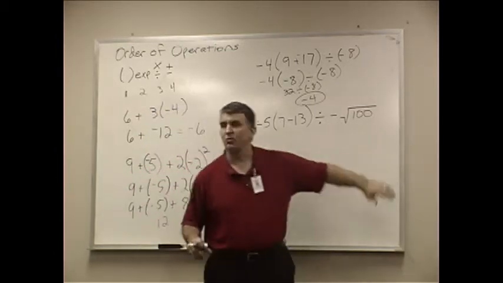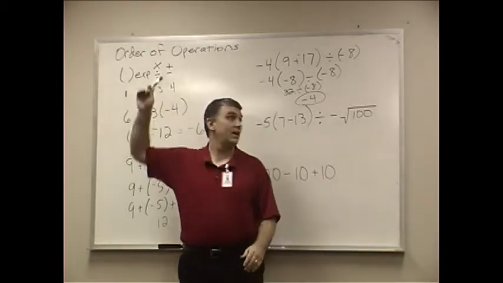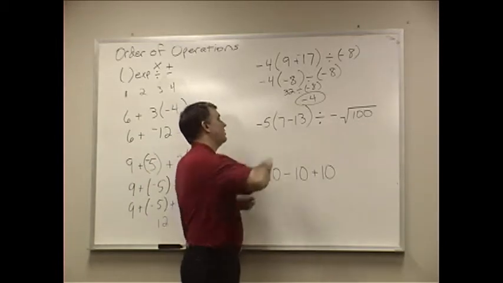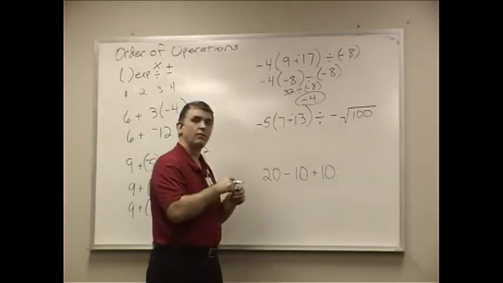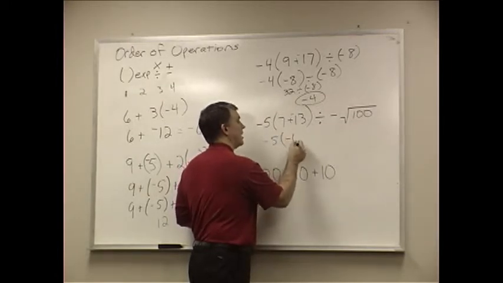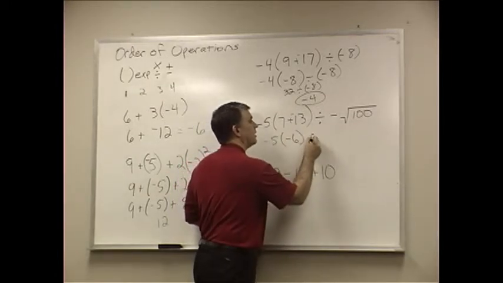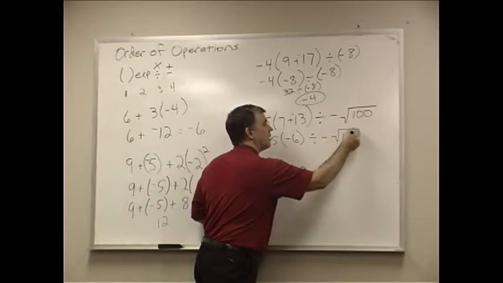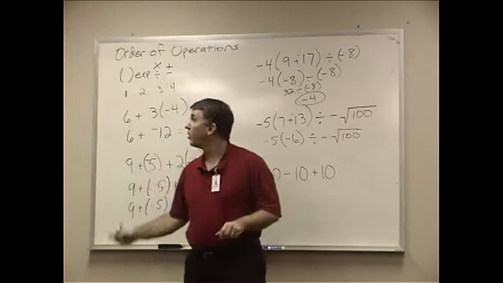All right, for the third one, parentheses, I got some parentheses here. 7 minus 13 becomes 7 plus negative 13. So I've got negative 5 times negative 6 divided by negative square root of 100. So the parentheses were first.